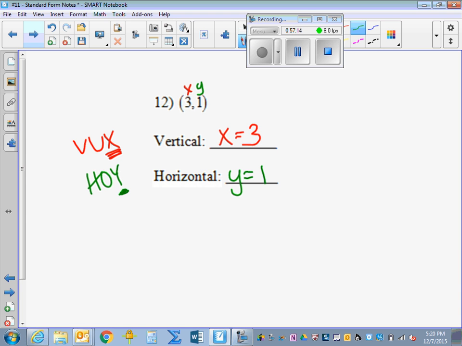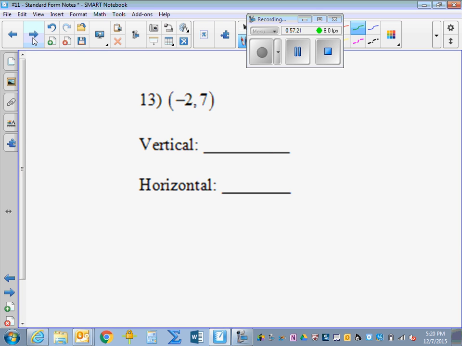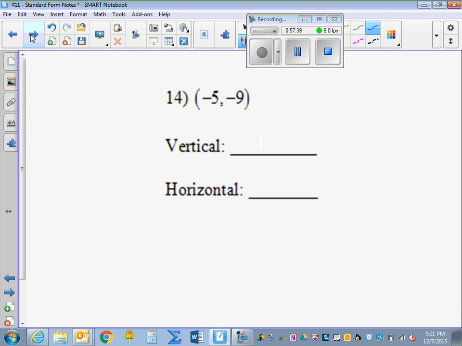Vertical line, x equals. Horizontal line, y equals. Same thing with each of these. Again, vertical line, so we have x equals negative 2. Horizontal line, so y equals 7. Alright, and then one more time, vertical line, x equals negative 5, and horizontal line, y equals negative 9.